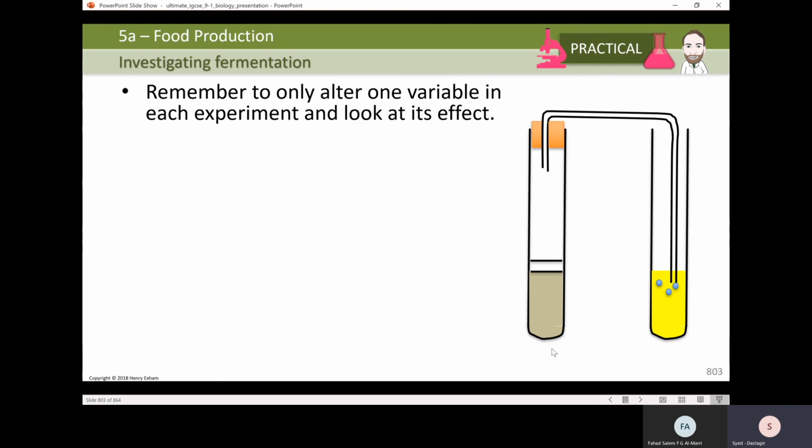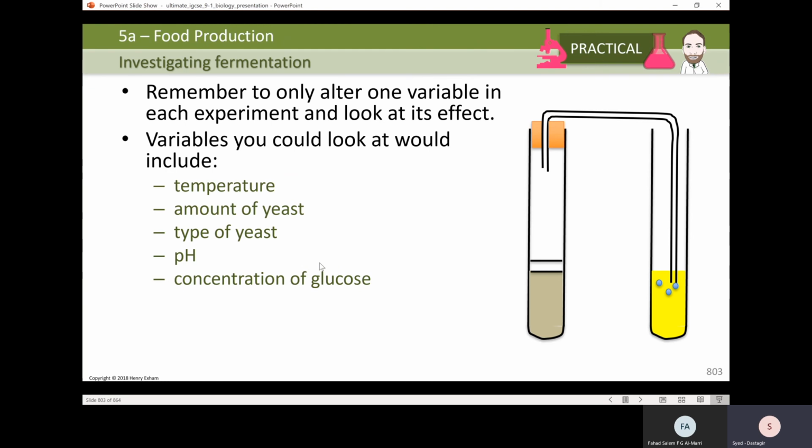So we must remember to only change one variable in each experiment, so we can investigate the effect of changing that variable. The variables we could change, for example, are temperature. The second investigation, amount of yeast. Third investigation, the type of yeast. And the next one could be pH, to see how the yeasts ferment under acidic or alkaline conditions, and also the concentration of glucose to see how the rate changes.